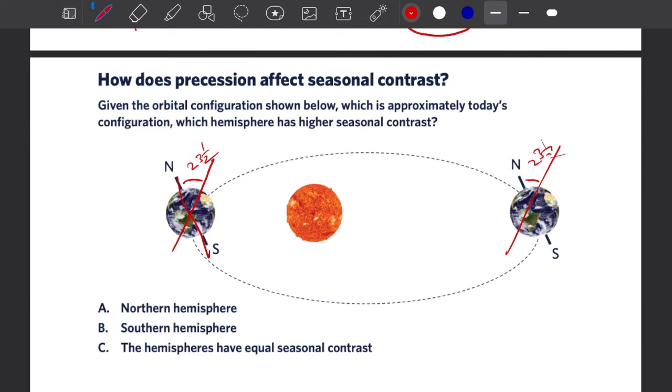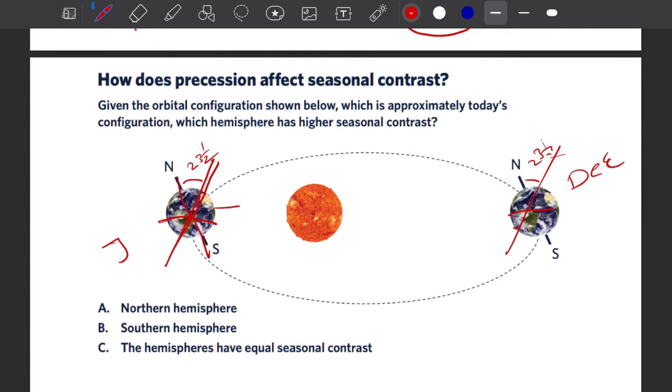Read the question: given the orbital configuration shown below, which is approximately today's configuration. So in today's configuration, in June the northern hemisphere is pointing towards the sun, and here in December the southern hemisphere is pointing towards the sun. Now we have to discuss which hemisphere has high seasonal contrast. Seasonal contrast will be more in which hemisphere? Pause the video, give me the answer.